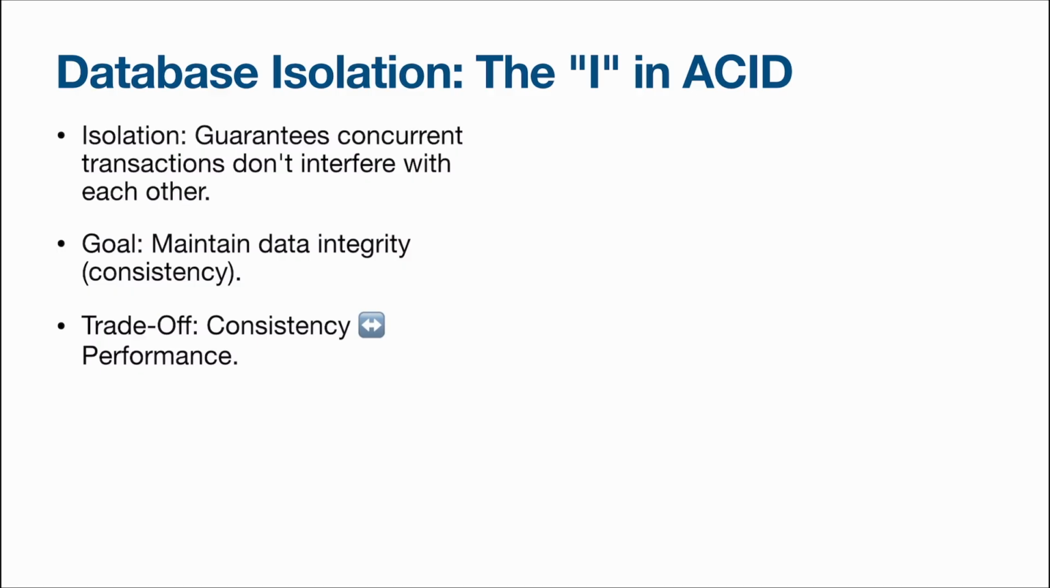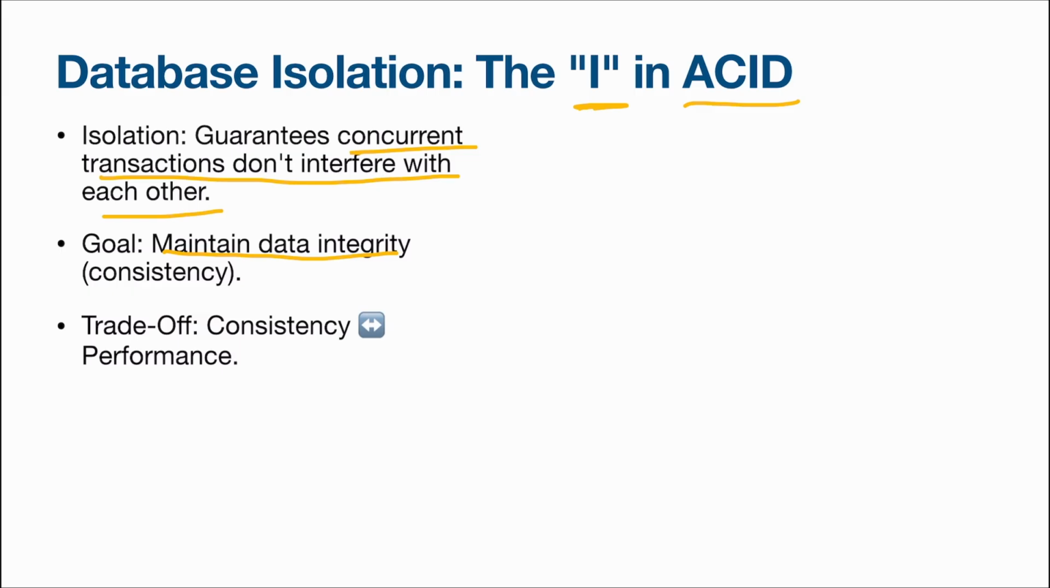Before we talk about read committed isolation, first we need to understand what is isolation. If you remember from an earlier video, the I in the ACID is the isolation. So what is isolation? This is a property of a database which guarantees concurrent transactions don't interfere with each other. And what is the goal? The goal is to maintain data integrity. And of course, it does not come for free. We have to balance the consistency with performance. So let's talk about it briefly.